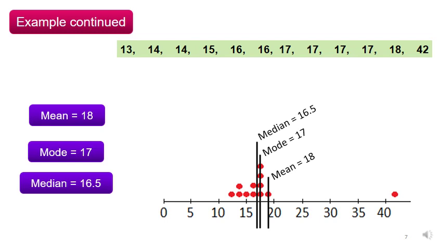So for this data set, the better measure of central tendency would be the median, because there is an outlier, and you can see that the calculated mean is just to the right of the median. It's almost like the outlier is pulling the mean towards it. So that outlier is making the mean greater than the median.